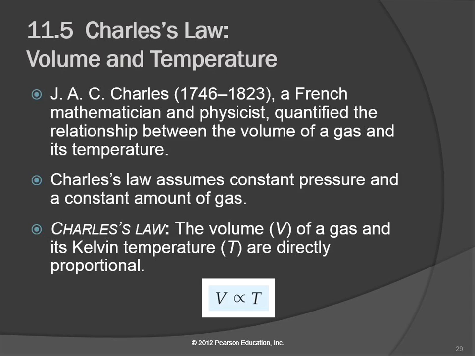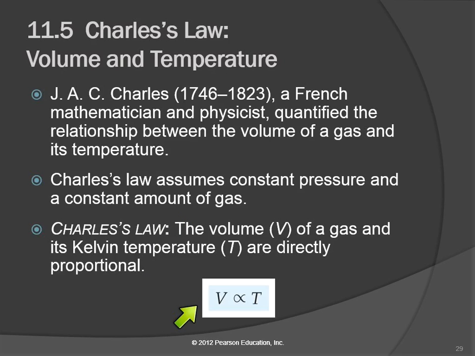So Charles, he was in the 1700s to 1800s. He was actually not a chemist, but he was a French mathematician and physicist. And he looked at this relationship between volume and temperature of a gas. Now this is assuming that pressure stays the same, because we saw that if you change the pressure, you're going to change the volume of a gas. So we're going to keep the pressure constant and the amount of gas constant.